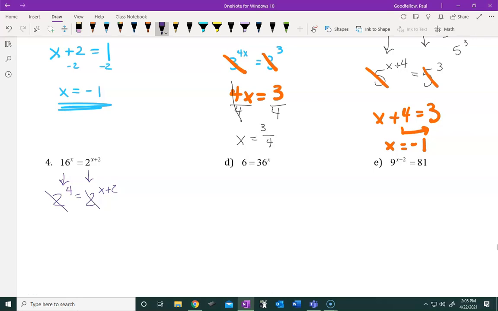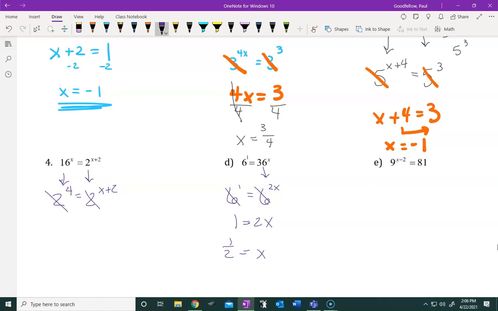4D, 36 could probably be changed into 6s. So I've got 6 to the 1st power, because if it's not there, it's 1. And that would be 6 to the 2x. So if there is something already in the exponent, you have to multiply it there and make sure that you've got it. 6s would cancel, and you'd get 1 is equal to 2x. Again, solving, you get x is 1/2.